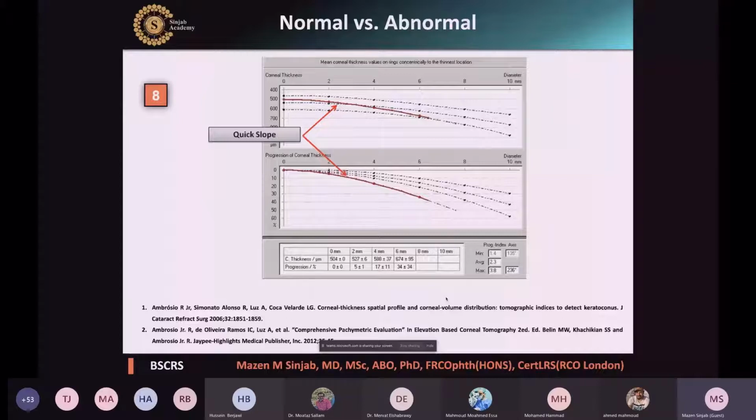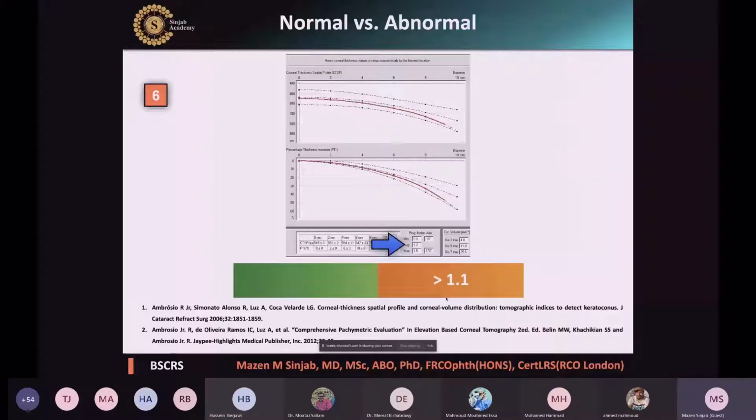Then we come to the thickness profile, which describes the gradual increase of thickness starting from the thinnest location towards the corneal periphery. So if there is a quick slope, which means that the captured cornea is increasing in thickness very quickly from the thinnest location to the periphery, this means that it is abnormal. And this is the average of increase. It should be less than 1.1. If it is more than 1.1, it is considered abnormal.